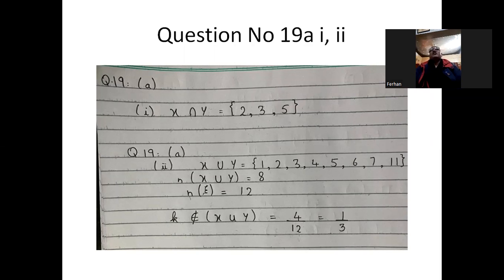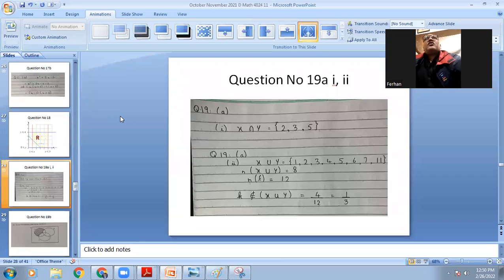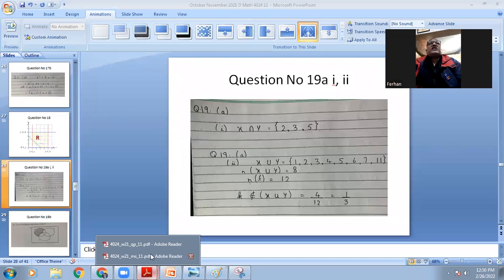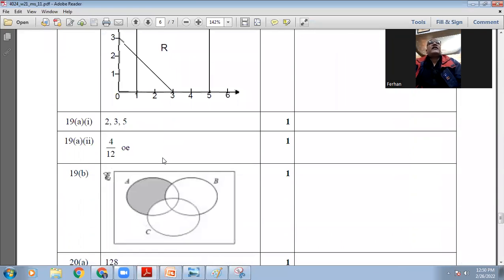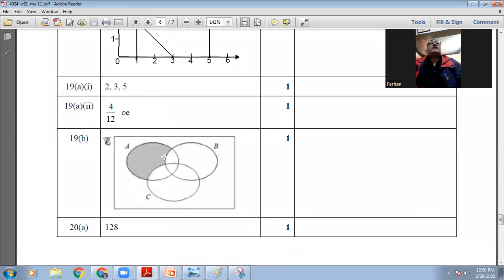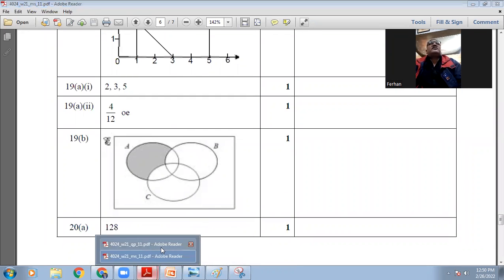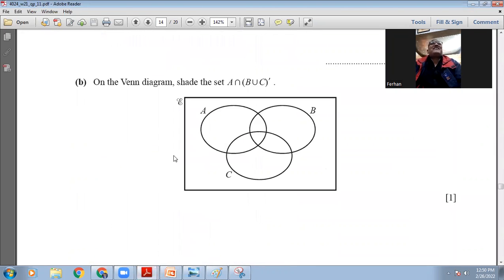So if you want the probability that K does not belong to X union Y, there are 4 members in the universal set which are not present in X union Y. So the probability will be 4 by 12, and that will be 1 by 3. Hopefully you understand this. Okay, so let's check the answers, and here we go. So our answers are right, but we have this B part also.